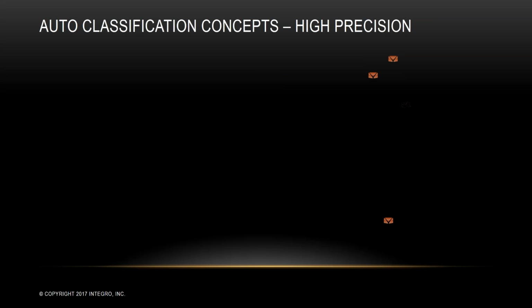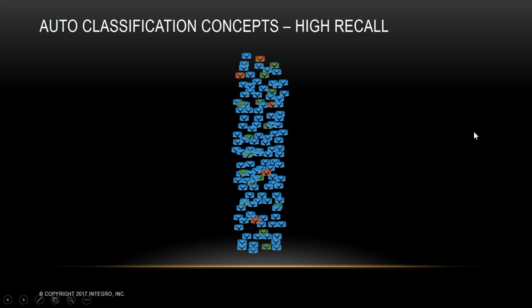Those are deleted, and these are deleted. Let's go to the next one, high recall. So on high recall, Smart Assist, which is our auto classification, looks at all your email, and it grabbed all of them. So we have a very high recall. I did not leave any behind.